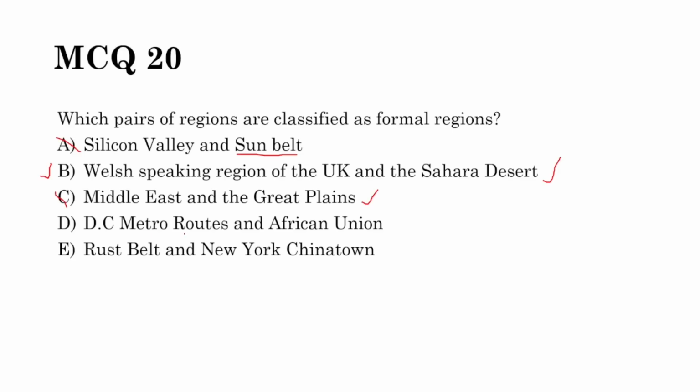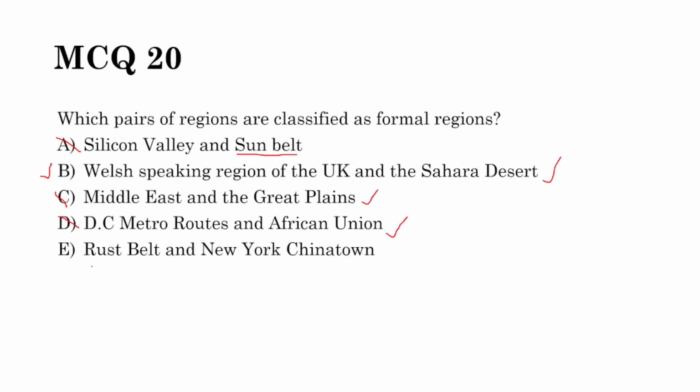D, the DC metro routes and the African Union. Well, the African Union, you can draw up boundaries based on what countries are in the African Union. So just like in the last question, when we did the Association of Southeast Asian Nations, that's a supranational organization, just like the African Union. So that's a formal region here. But what about the DC metro routes? Anytime that you think of transportation routes for a certain place and it's asking you for a region, think functional region, think nodal region, because the metro routes are all revolved around DC, but they're going to different places. So D is actually a functional region, not a formal region.